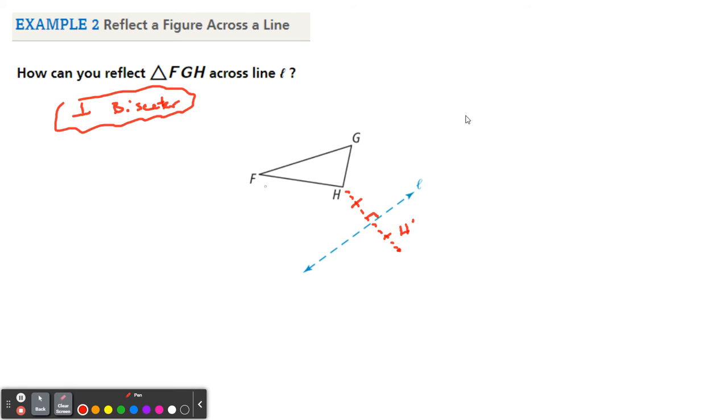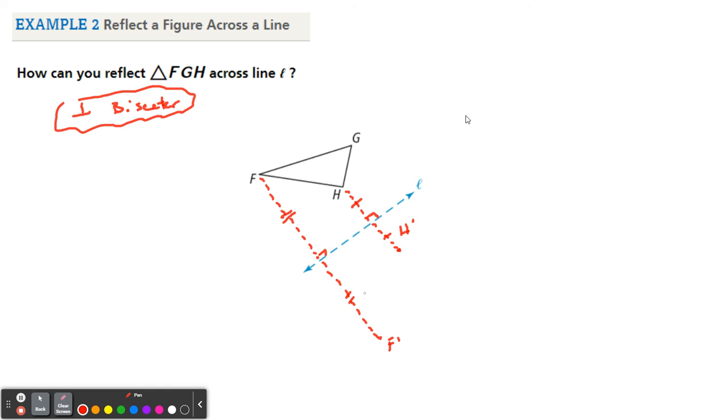Now let's go to F. Again, we'll take F perpendicular to this line. There's my right angle. Here's my double marking. Now F prime is the same distance away going this way. Continue on that line. And there's F prime.